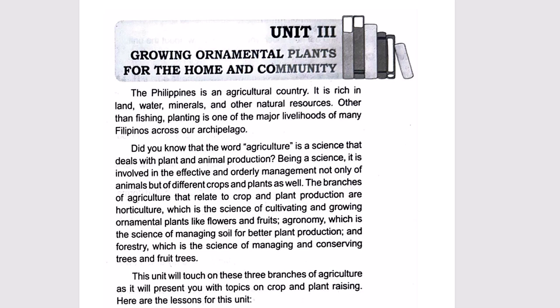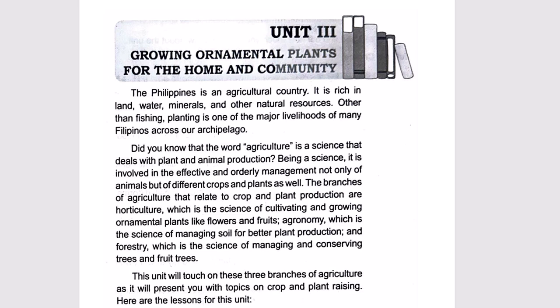Next is agronomy. Agronomy is the science of managing soil for better plant production. Okay, so there's horticulture and agronomy. And forestry, which is the science of managing and conserving trees and fruit trees.